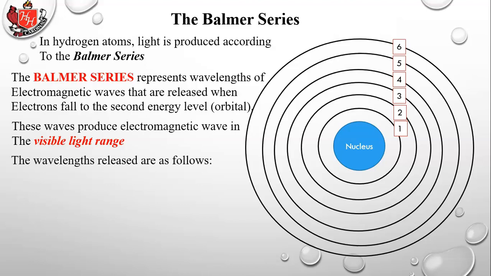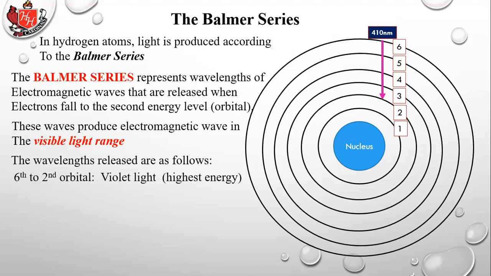The wavelengths released are as follows. So if it falls from the 6th orbital down to the 2nd orbital, it's going to release a wavelength that is 410 nanometers. That's 410 times 10 to the minus 9th meters. And that's going to produce violet light. If it falls from the 5th orbital down to the 2nd, so that's going to be less of an energy release. Okay, that's going to be a wavelength that's a little bit longer. The frequency is a little bit shorter. That's going to be a wavelength of 434 times 10 to the minus 9th meters, or nanometers. That's going to produce blue light.